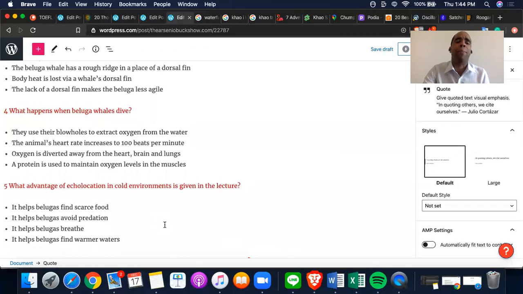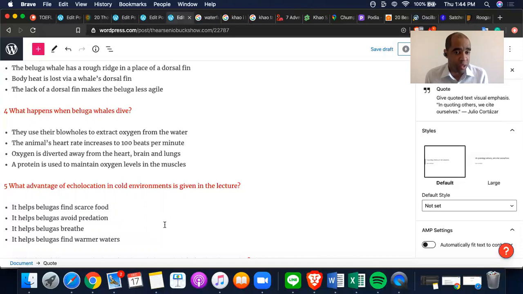Number four, what happens when beluga whales dive? They use their blowholes to extract oxygen from the water. But when they dive, the animal's heart rate increases to 100 beats per minute. That's one thing I forgot to write down. Oxygen is diverted away from the heart, brain, and lungs? No, it's diverted to, not away. If it's diverted away, it's going to die. Get that answer out of there.